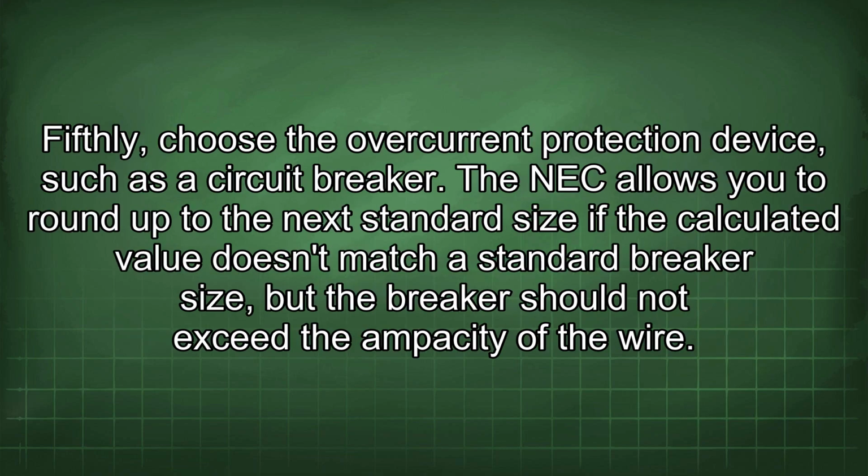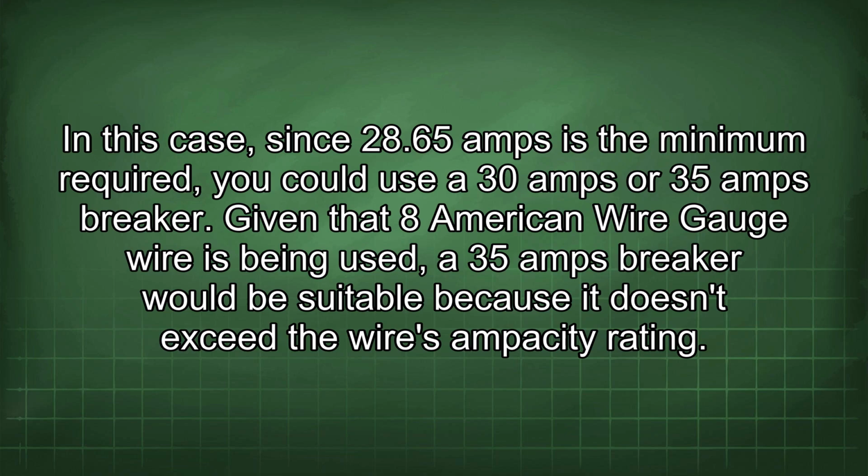Fifthly, choose the overcurrent protection device, such as the circuit breaker. The NEC allows you to round up to the next standard size if the calculated value doesn't match a standard breaker size, but the breaker should not exceed the ampacity of the wire. In this case, since 28.65 amps is the minimum required, you could use a 30 amps or 35 amps breaker. Given that 8 American wire gauge wire is being used, a 35 amps breaker would be suitable because it doesn't exceed the wire's ampacity rating.